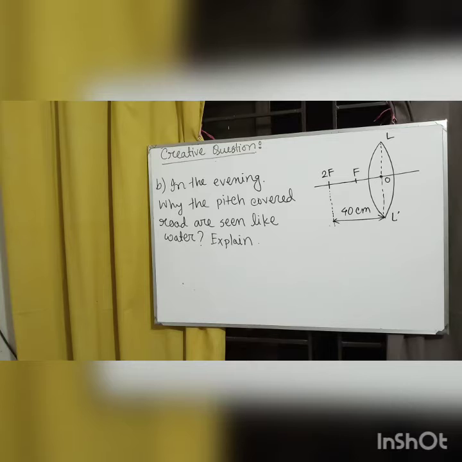So, as we are accustomed to watching the image of the sky on water, therefore the image of the sky due to the total internal reflection makes the road appear to us to be wet. Okay, so this is our answer for question number B.